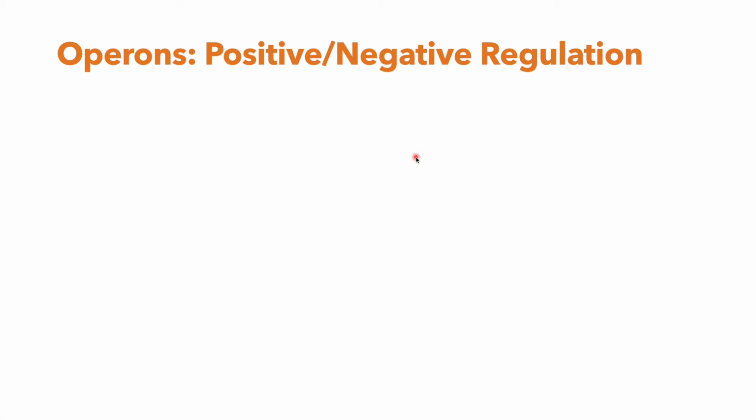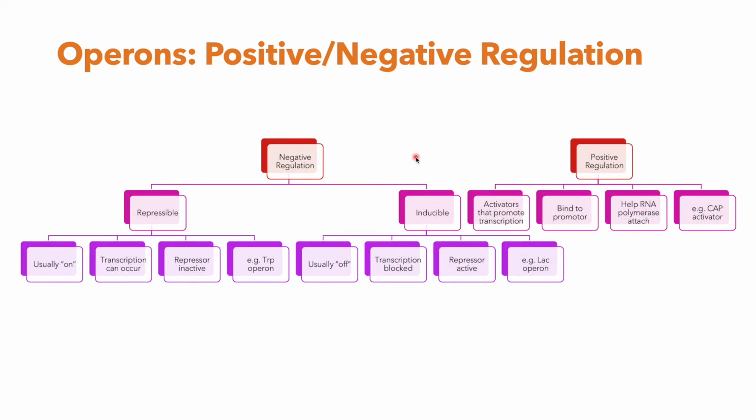Now let's discuss negative and positive gene regulation in prokaryotes. There are two forms of negative gene regulation, repressible and inducible operons. Repressible operons are normally on and transcription can occur. This is because the repressors are usually in their inactive form. However, when they are activated, usually by a co-repressor molecule, they bind to the operator and transcription stops.